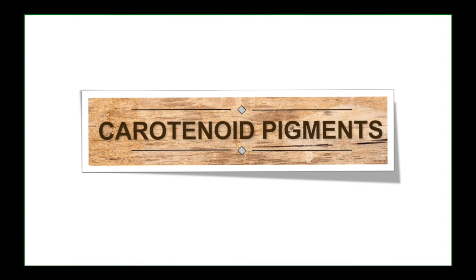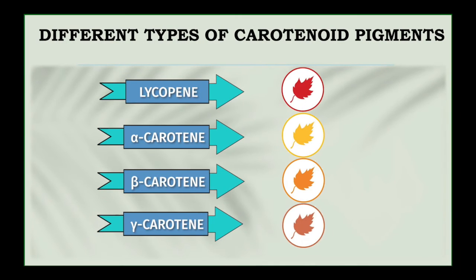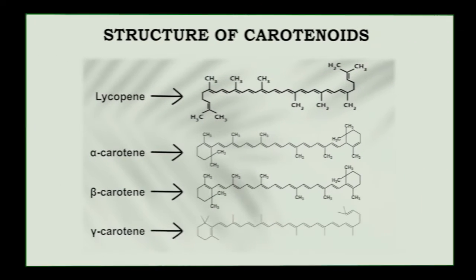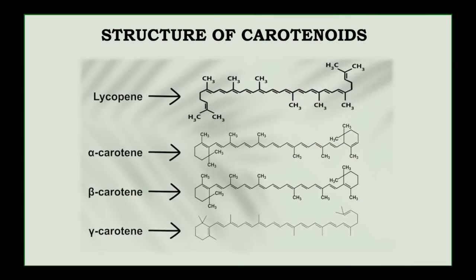Carotenoid pigments. Let me talk about the different types of carotenoids. Carotenoids can be lycopene, which is red in color, alpha carotene, which is yellow in color, beta carotene, which is orange, and gamma carotene, which is red orange in color. And the carotenoid also has a long chain with two hexagonal rings at the two terminal ends, and more or less the pattern is the same for alpha and beta carotene. Only for gamma carotene, one of the chains is open.